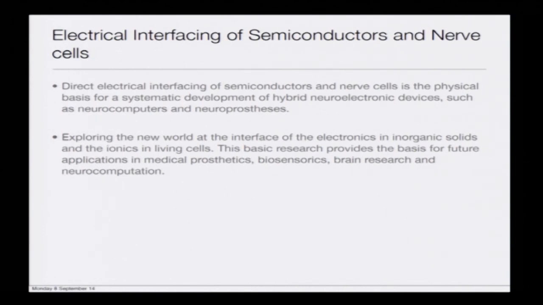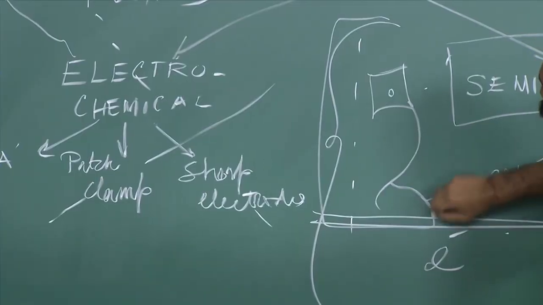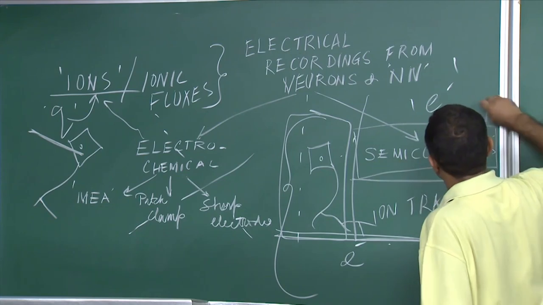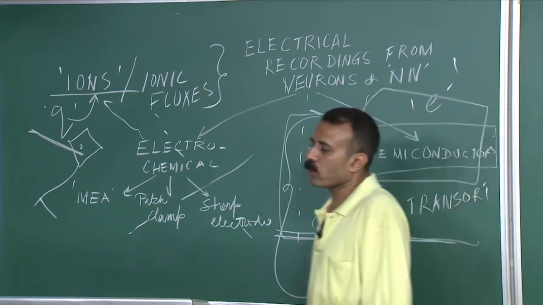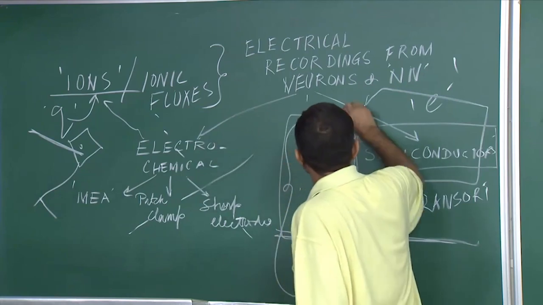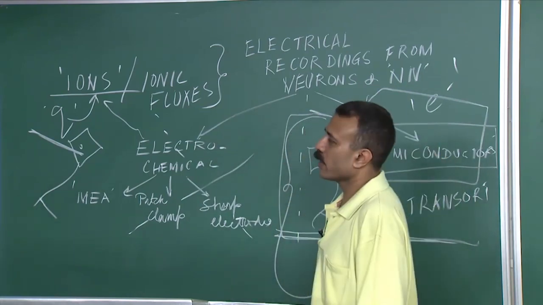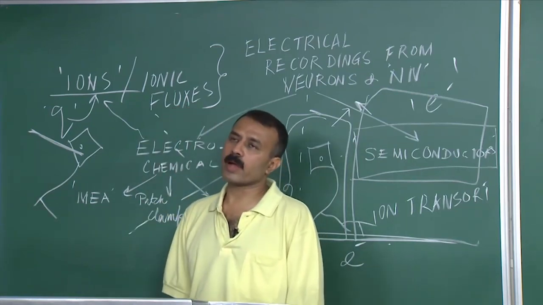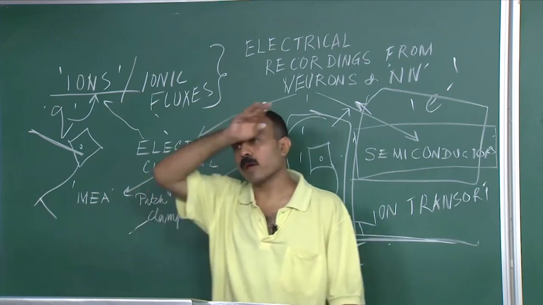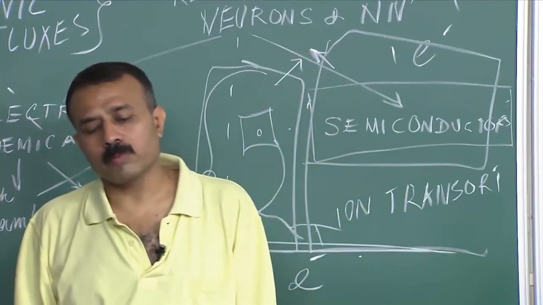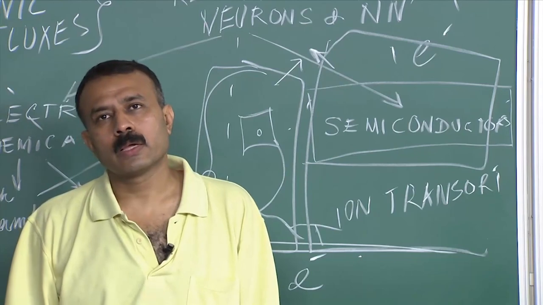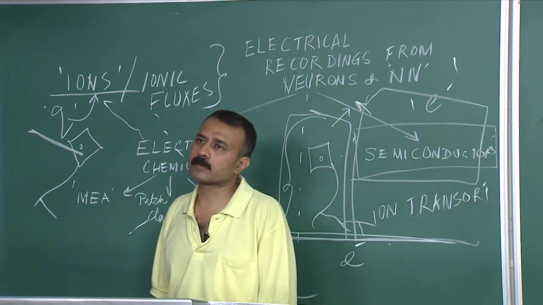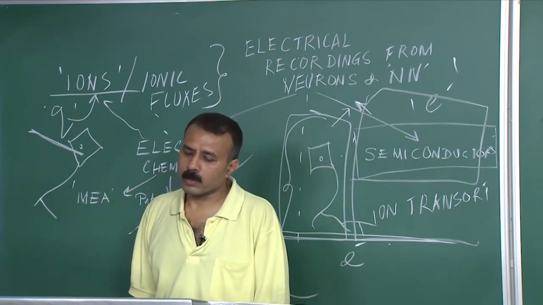So, the neuro part is out here, and this is your electronic part. That is what we talked about as a hybrid system, because these are two different systems which are making hybrid neuroelectric devices, and which someday, somewhere in a distant future possibly, will have neuronal computers and neuroprostheses governed by the interfacing of semiconductor devices with our own nervous system.